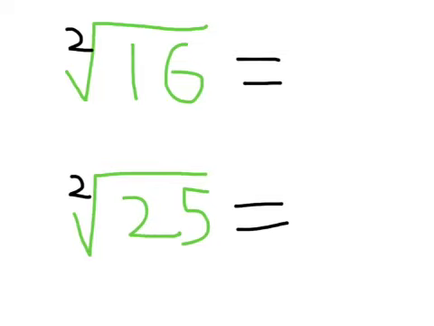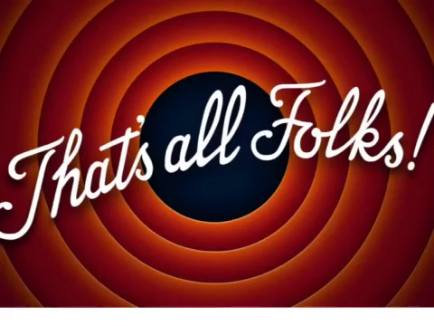So what number multiplied by itself gives us 16? That number is 4. What number multiplied by itself will give us 25? That number is 5. Now you're going to try a couple problems on your own.